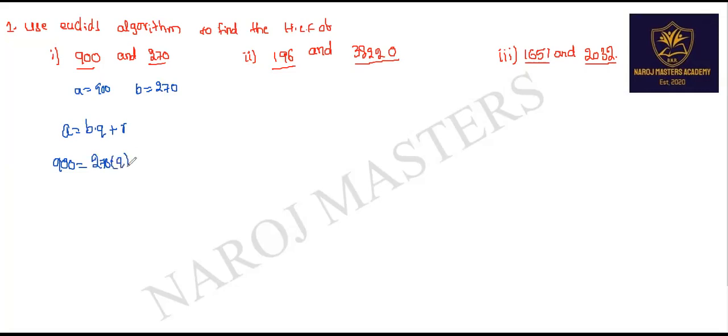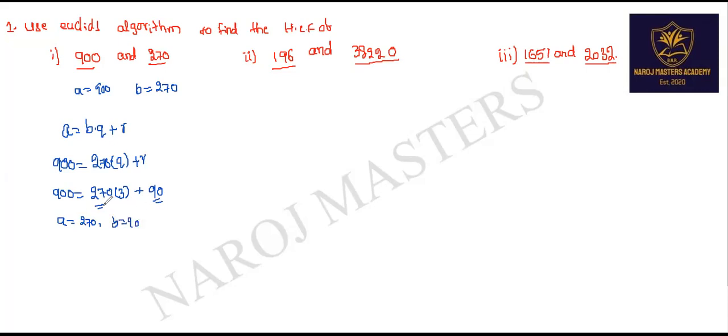into Q plus R. Now, how many times of 270 is equal to 900? If it is not equal to 900, then take the nearest value. Now look here. 900 is equal to 270 times 3 is 810 plus 90. Okay. Now here the remainder is not 0. R is not equal to 0. Then take the values of R and B for the next step. Then take A is equal to 270 and B is equal to 90.